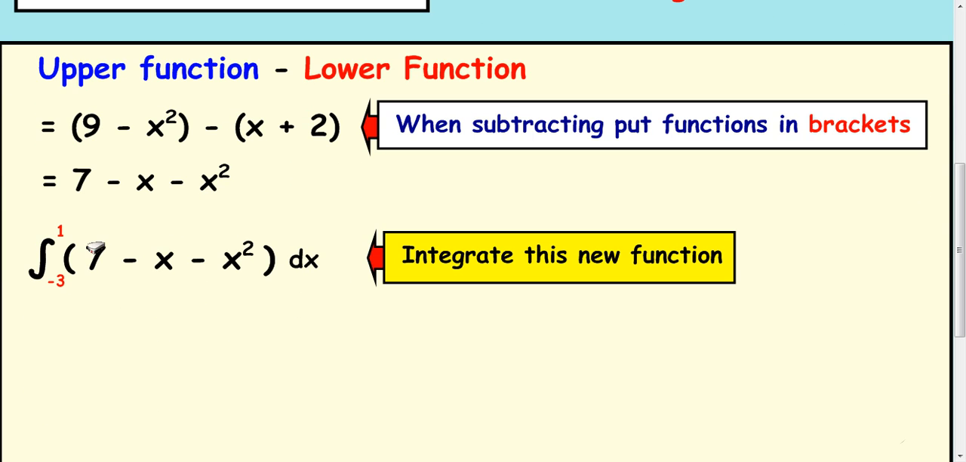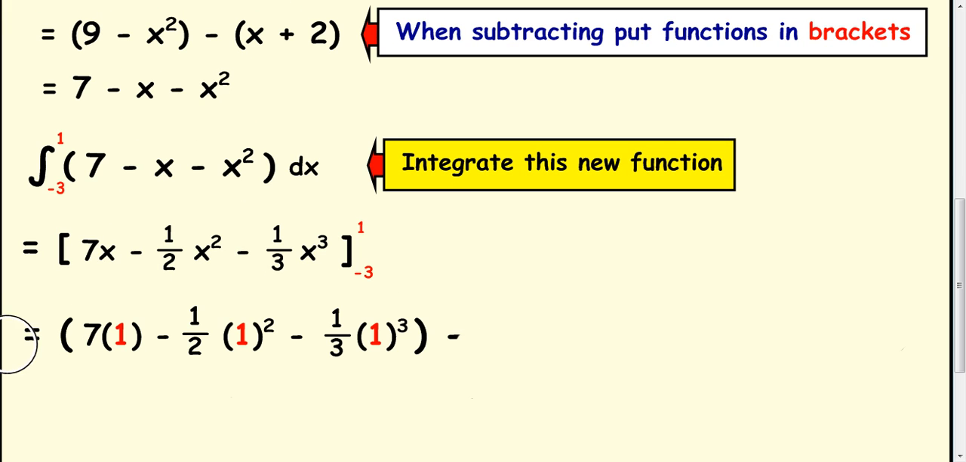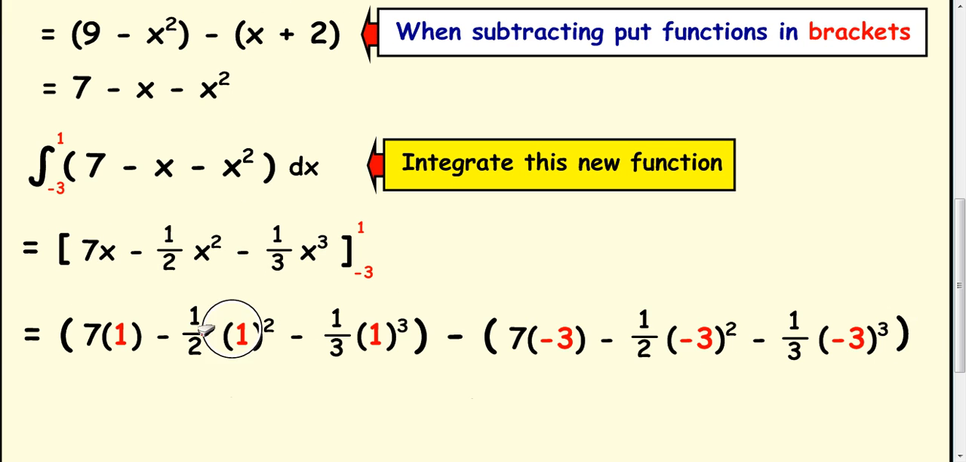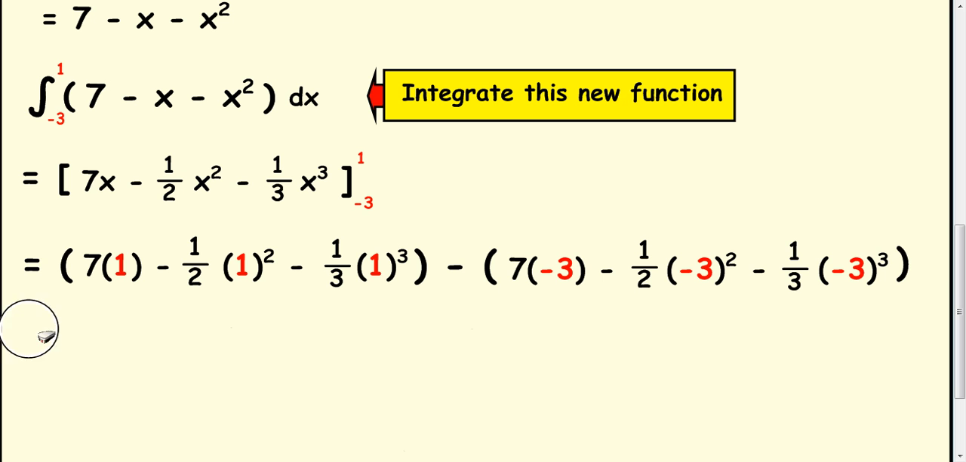So if we integrate this, integrate the 7 to get 7x, add 1 to the power here, which is x to the power 1, so half x squared, add 1 to the power, a third x cubed, between 1 and negative 3. Sub in the 1 to all three bits, take away, and then sub in the negative 3 to all three bits. That will look like this.